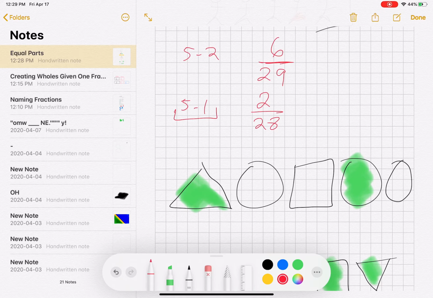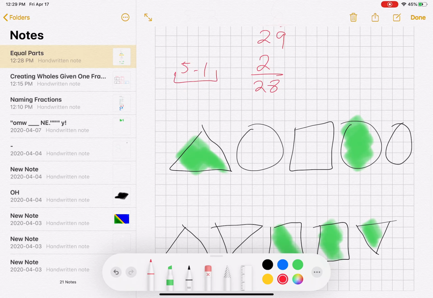Now, if I'm looking at identifying fractions of sets, I could ask what fraction of these shapes are shaded. Shaded shapes, I have 2, so 2 out of 5 are shaded, so 2/5. What fraction are circles? There's 3 circles, so 3/5. And what fraction of the circles are shaded? There's 3 circles, so 1/3 of the circles are shaded.